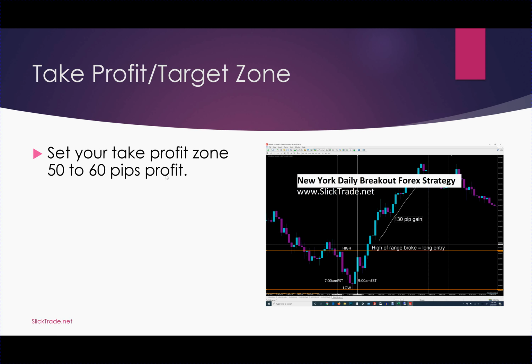Also keep in mind news. News is very important to watch out for during this time because there usually are multiple news releases. So be aware of the high and possibly even medium news releases, okay? So just something to keep in mind. But if you want to have a general starting place, okay, look at 50 to 60 pips, okay?